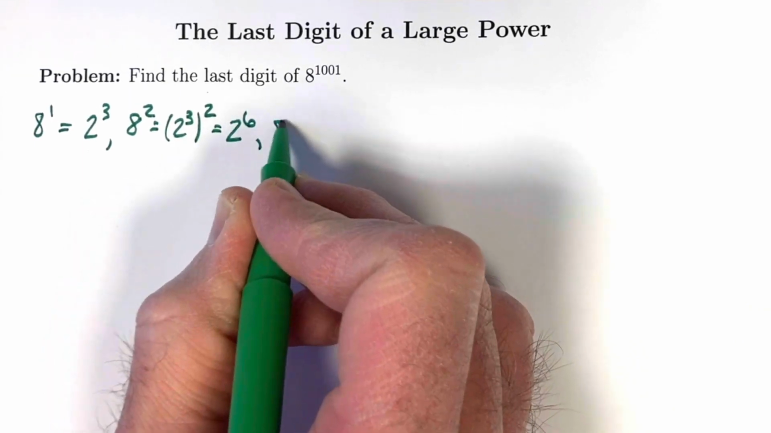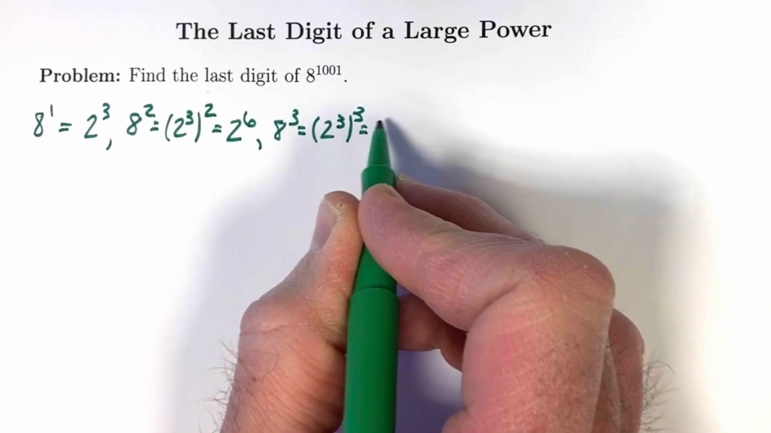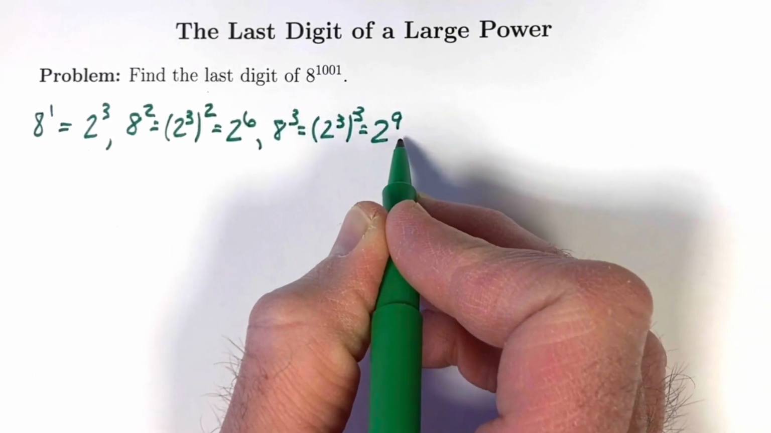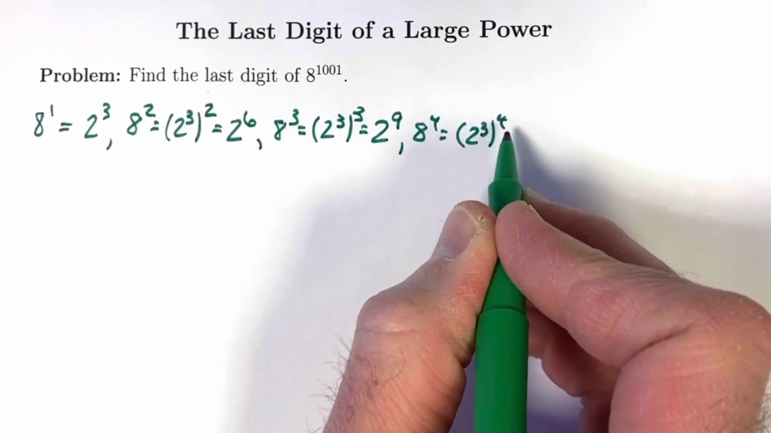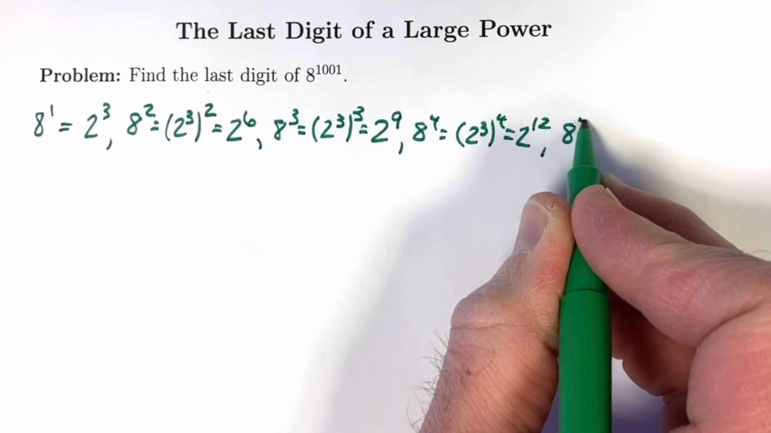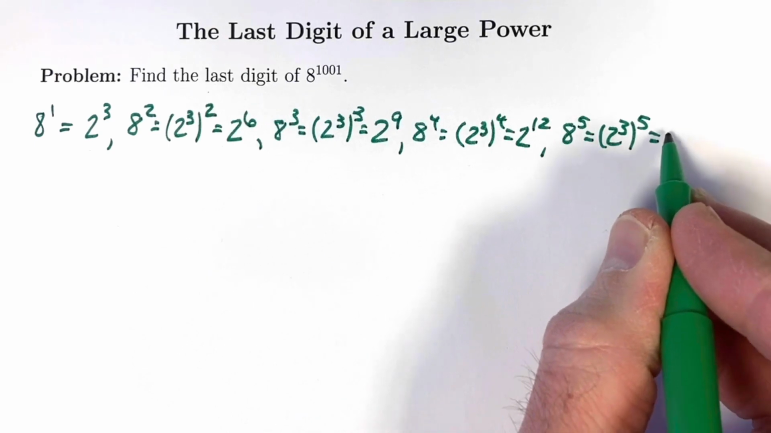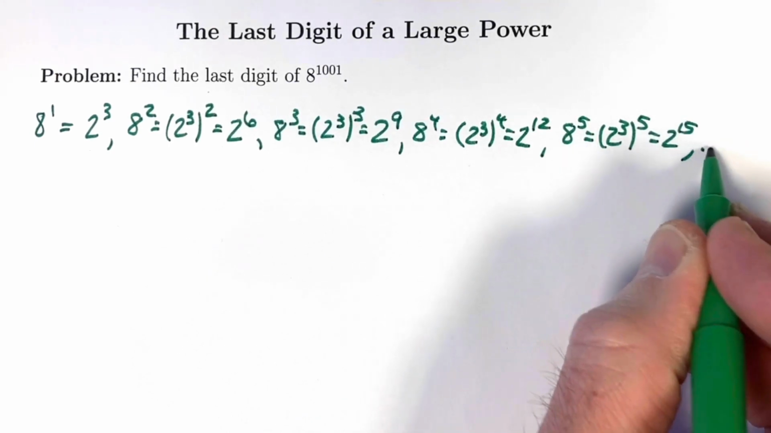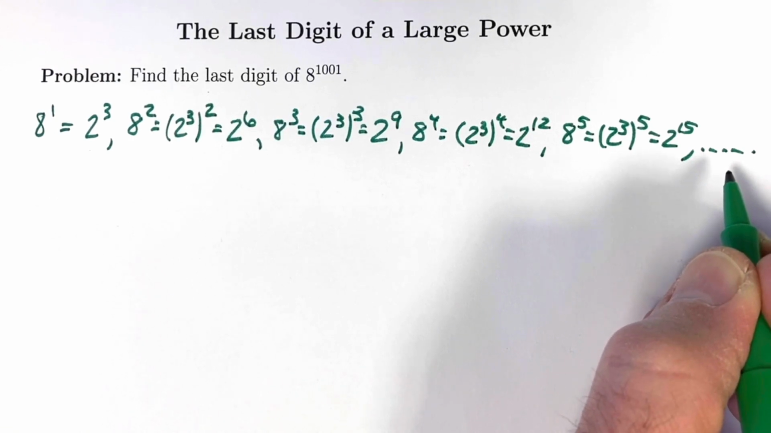Continuing, 8 to the third power is 2 to the third power, cubed. Multiply those exponents and get 2 to the ninth power. 8 to the fourth power is 2 to the third power to the fourth power. Multiply those exponents and get 2 to the 12th power. 8 to the fifth power is 2 to the third power to the fifth power. Multiply those exponents and get 2 to the 15th power. The pattern continues. What we see is that these powers of 8 are also powers of 2. In fact, multiply the given power of 8 by 3 to get the corresponding power of 2.